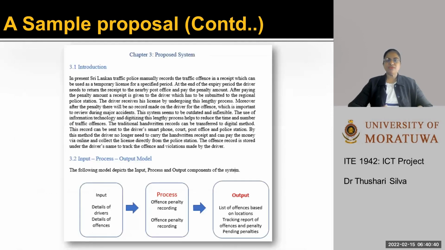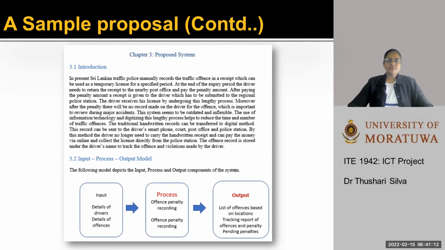Then your reasons are very clear to you and your idea is very clear to you. The next chapter, the third chapter, is to present the proposed system, the proposed solution. You give an introduction about what these processes are and what they are going to do, and the major processes. Here I have identified the offense penalty recording system and the offense penalty recording, management and visualizing devices.